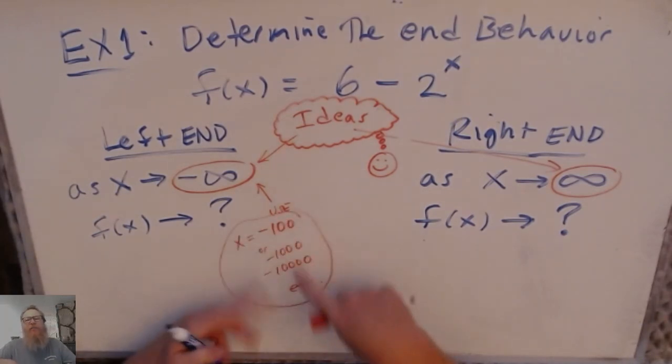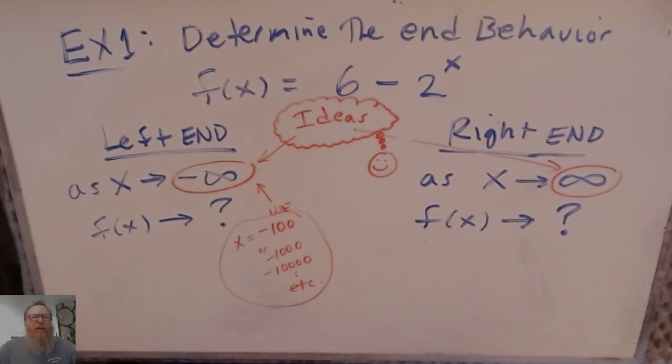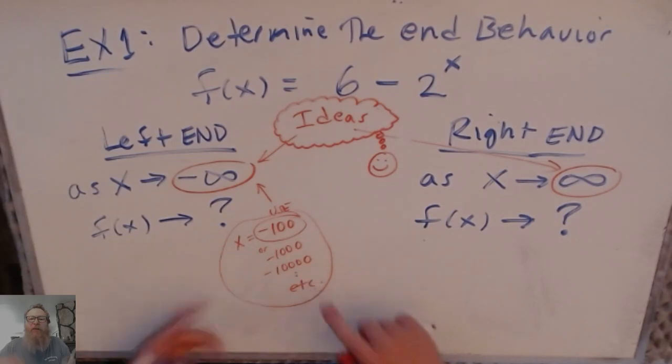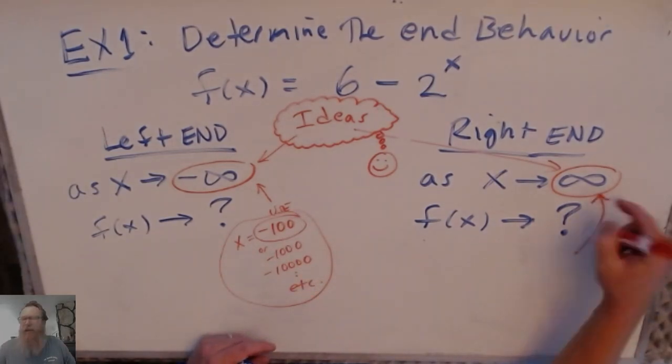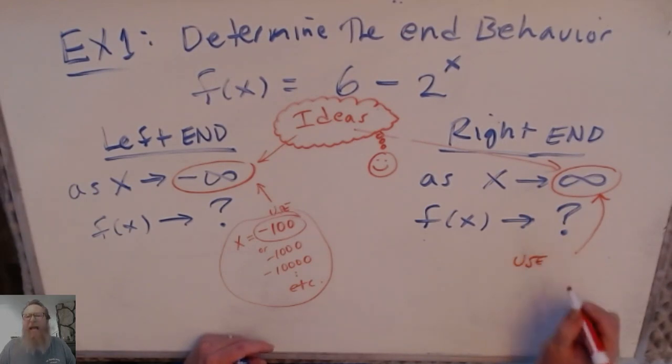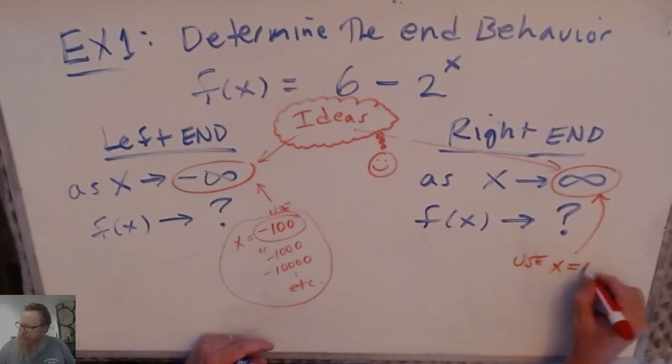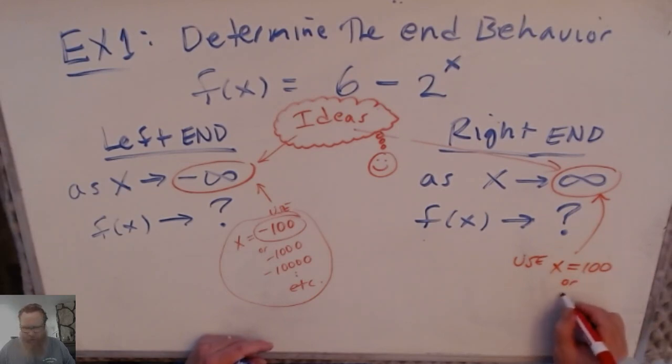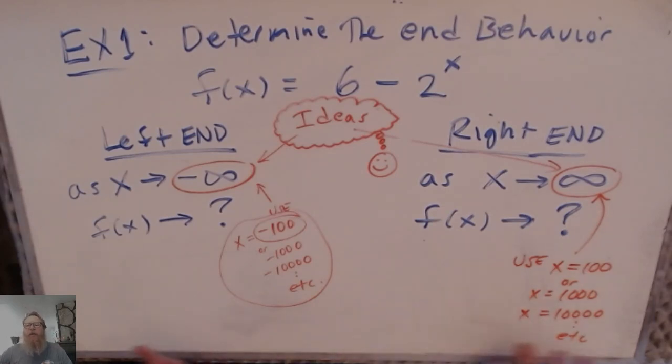So you need to actually pick a negative number that's far away from 0. Yeah, negative 100 would probably do just fine. But technically, you could go as far as you want. You could go to negative 1,000,000 if you want. And then for positive infinity, you cannot actually use positive infinity. So you're going to use positive 100 or positive 1,000 or positive 10,000, etc., etc. You can go as large as you want for x.